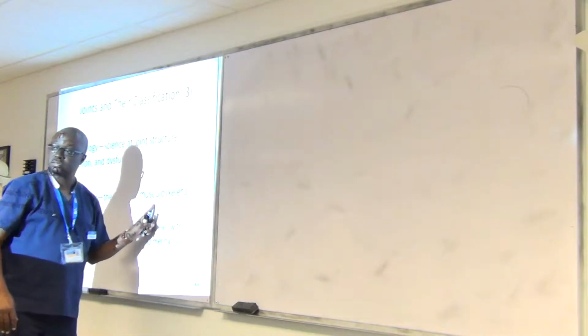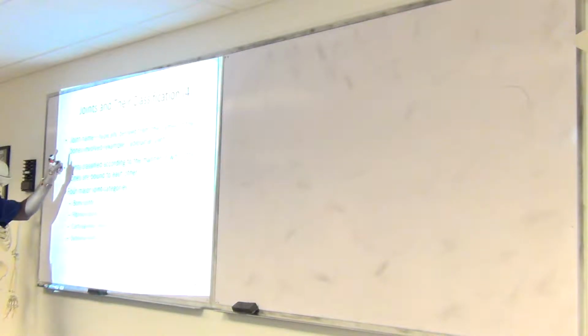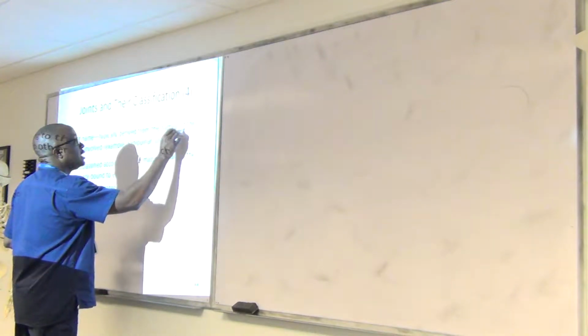Kinesiology is the study of musculoskeletal movements. When we say musculoskeletal, what are the things involved? Muscle and skeleton. So very important. How we name joints depends on the names of the bones that are involved.